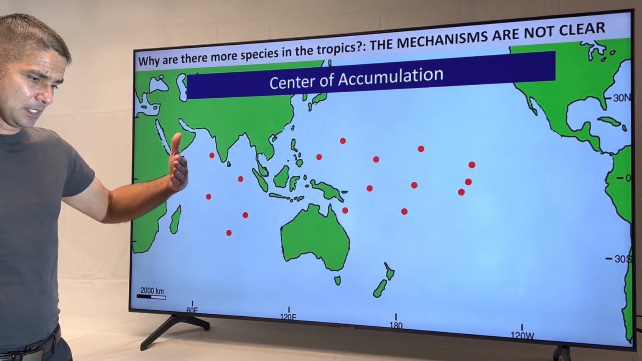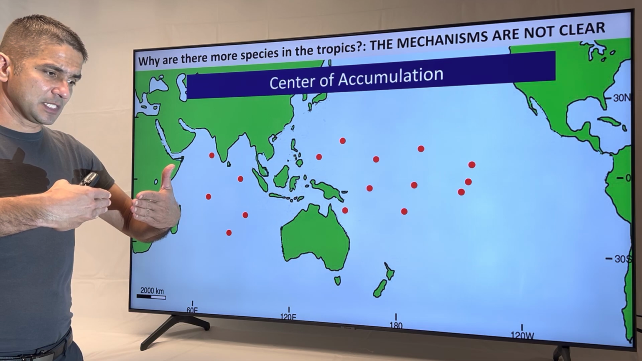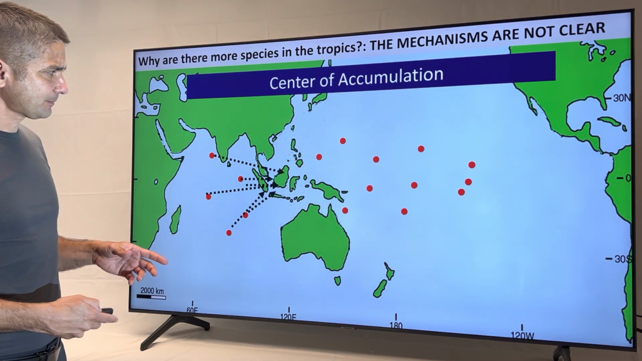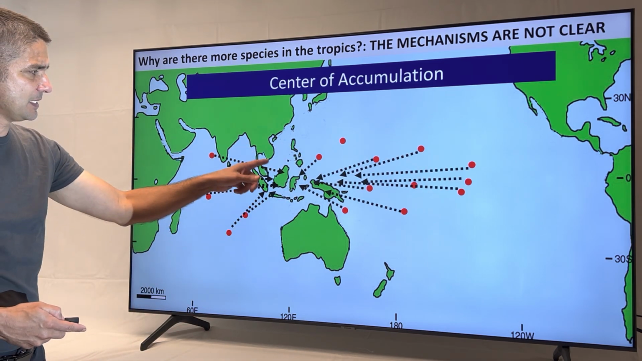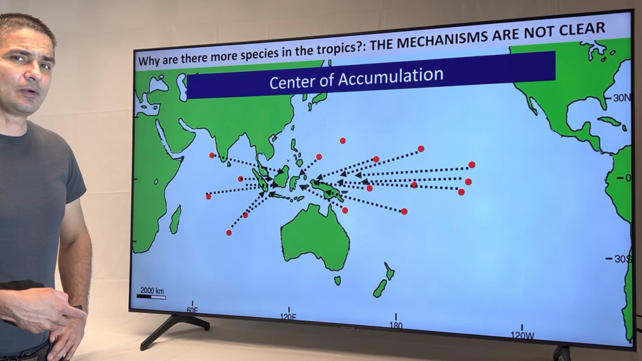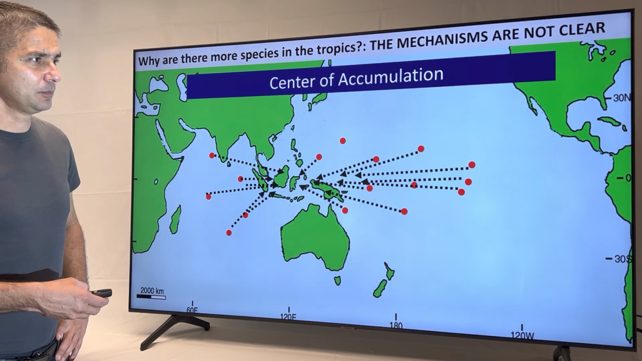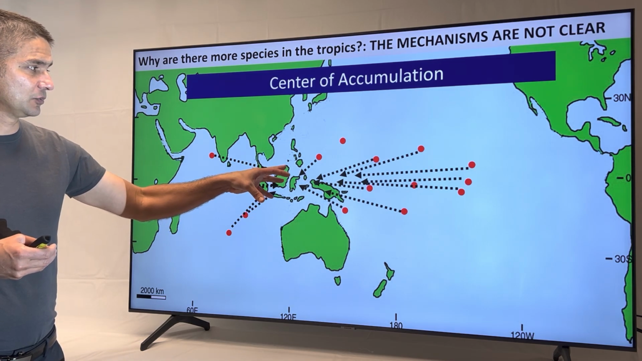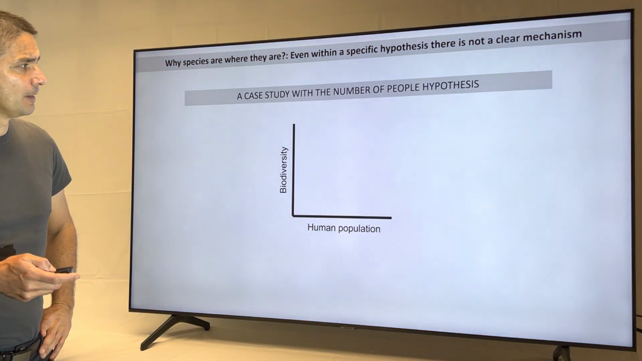So it's basically this convergence of currents in this region that then leads to the species that originated in those places converging in the Indo-Pacific, and this is what is called the center of accumulation. So here is an example where you have three contrasting mechanisms to explain a pattern of why there are so many species in the IPR.